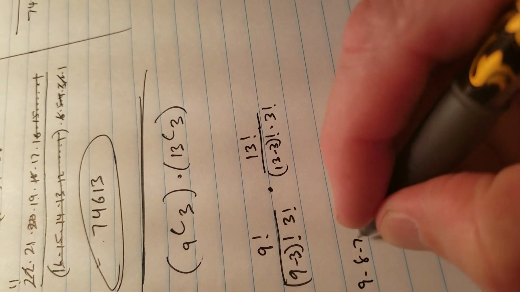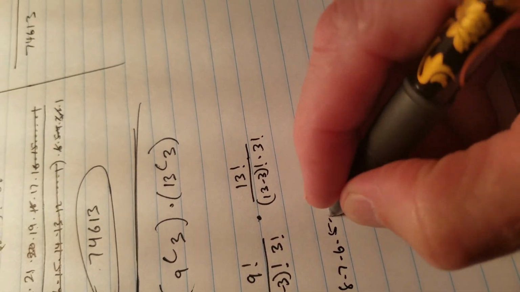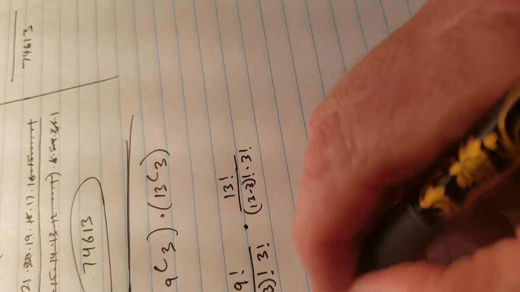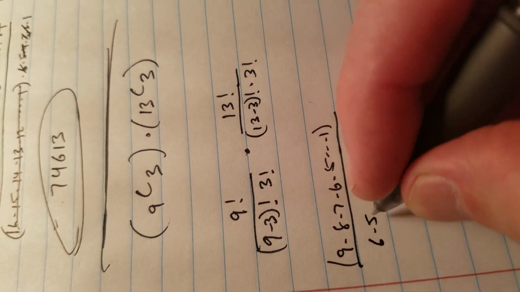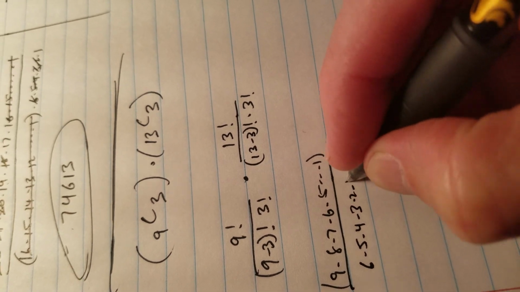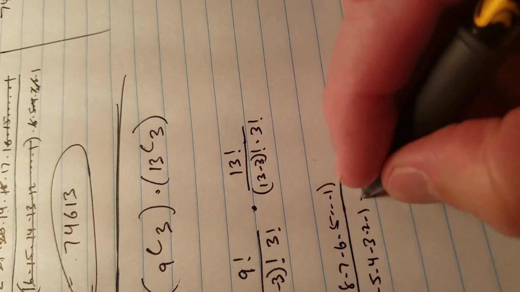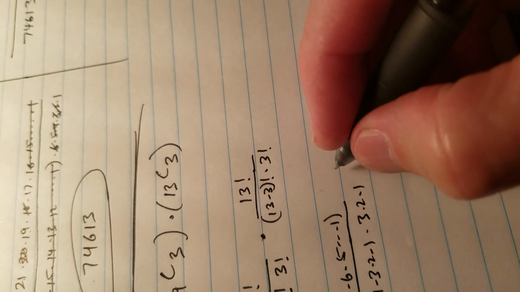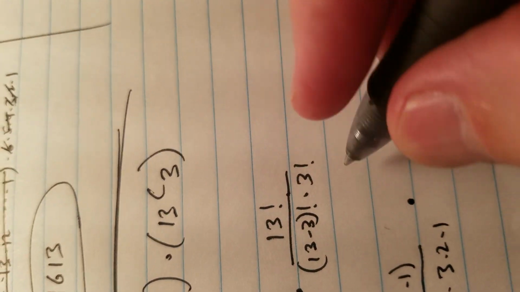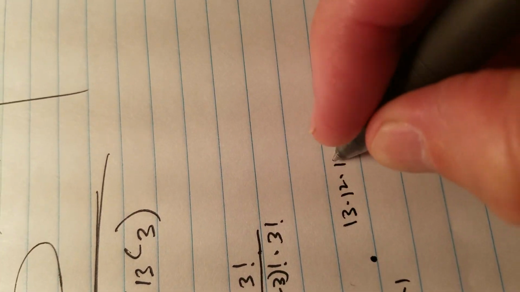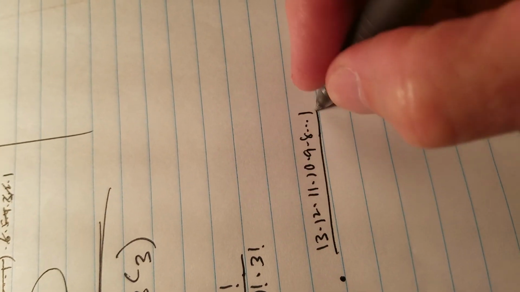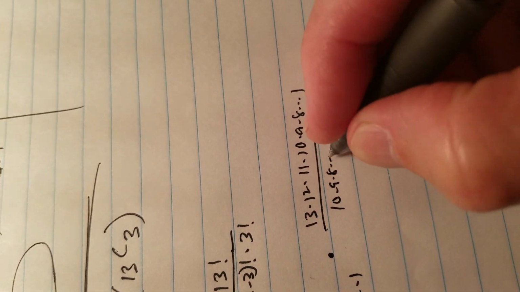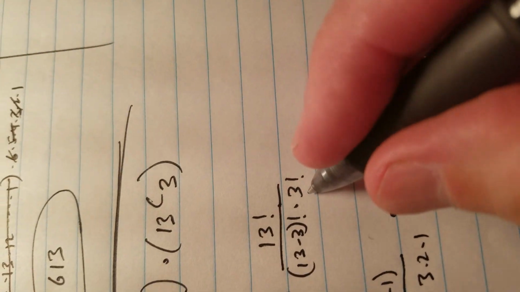9 times 8 times 7 times 6 times 5 dot dot dot times 1 over 9 minus 3 is 6, so that's 6 times 5 times 4 times 3 times 2 times 1, and then I've got a 3 times 2 times 1. And then over here, this 13 is 13 times 12 times 11 times 10 times 9, 8 all the way down to 1. 13 minus 3 is 10. 10 times 9 times 8 all the way down to 1. And then 3, 2, and 1.